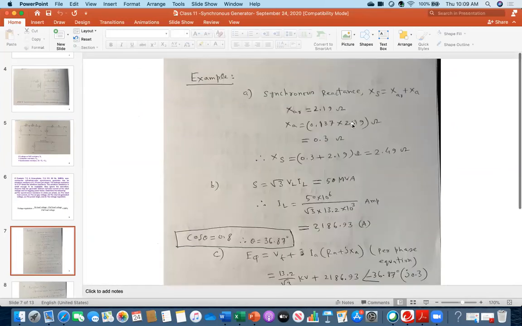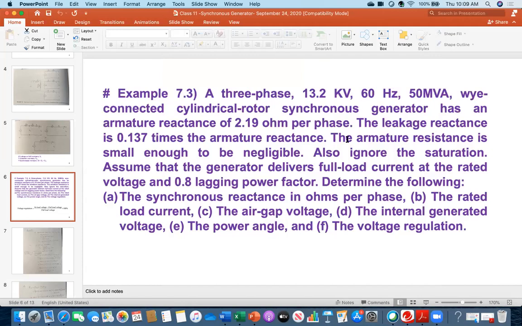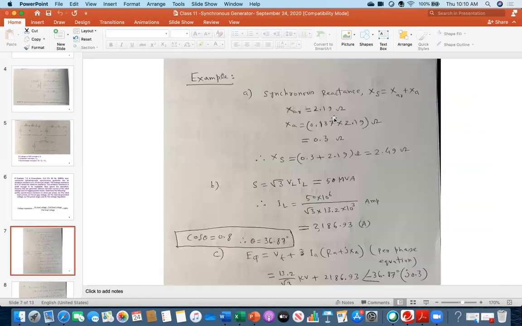So everybody see, first of all, synchronous reactance. We said that synchronous reactance XS is XAR plus XA. XAR means armature reactance and XA is the leakage or the self reactance. So you see the problem. A synchronous generator has an armature reactance, ohms per phase. So this means 2.19 is the value of XAR. So that's why I have written XAR is 2.19.